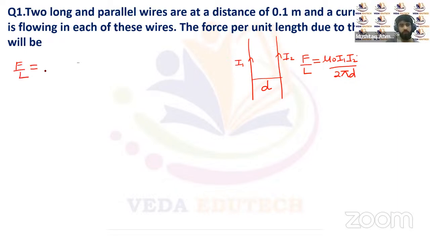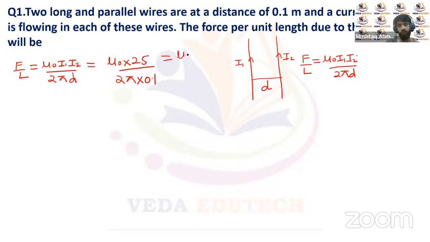That's F by L. It will be mu naught I1 I2 upon 2 pi times the separation between the two wires, that is d, right? The value of I1 and I2 is given as 5 each. So it will be 5 into 5, that is 25, upon 2 pi multiplied by the distance, that is given as 0.1. So the magnetic force per unit length will be mu naught times 25 upon pi, right?